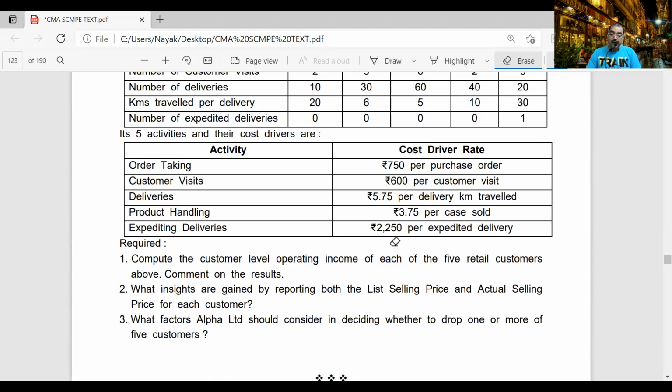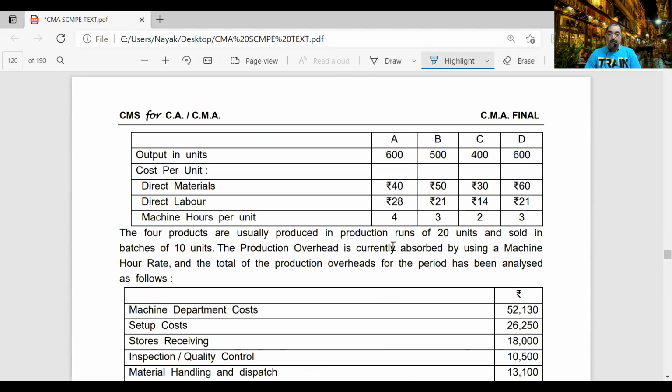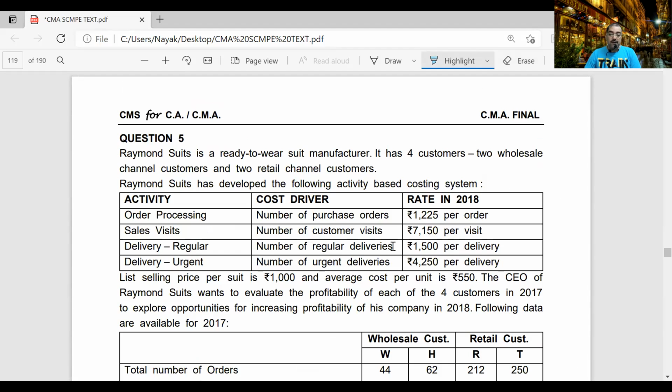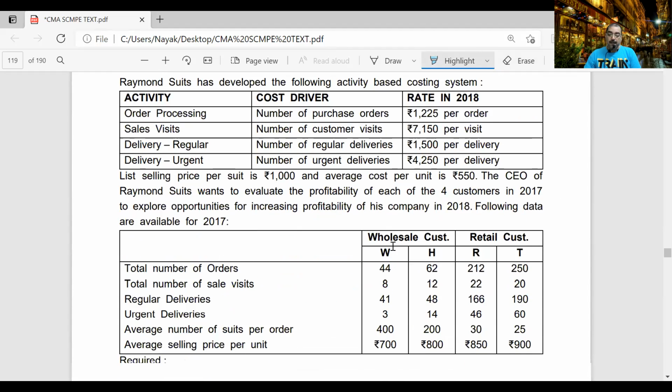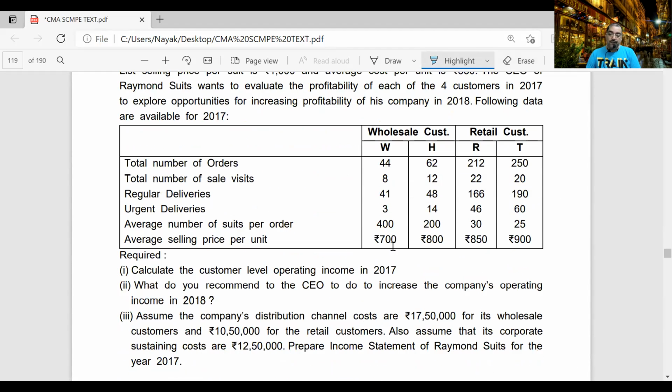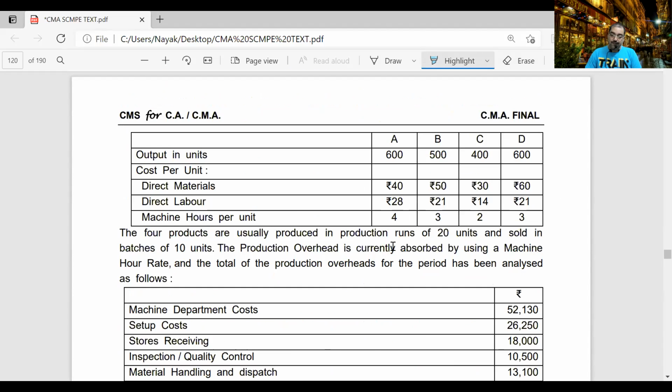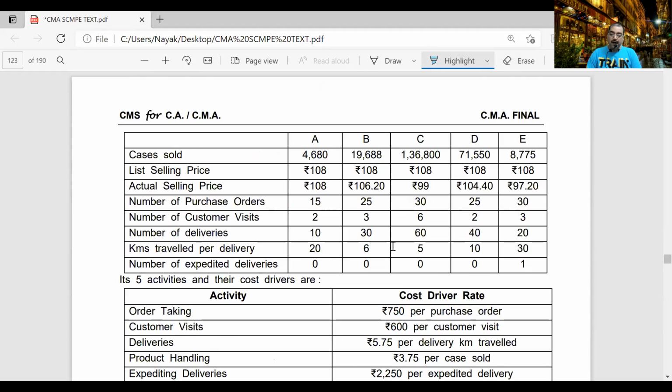See, you had done question 5 where list selling price was given, actual selling price was given, and you had prepared the statement. Remember, the wholesaler retailer problem, question 5. Same type of question. 4 customers are there. You are given the list price and the actual selling price and all those things. You have to prepare the income statement the same way. So you can try it for homework.